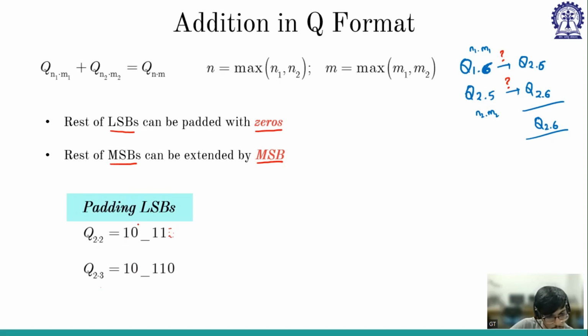So this is 2 to the power 0, 2 to the power 1, 2 to the power minus 1, 2 to the power minus 2. Its value will be minus 2 plus 0 plus 0.5 plus 0.25. So its value is minus 1.25, right? Can you please check if this calculation is right or not?